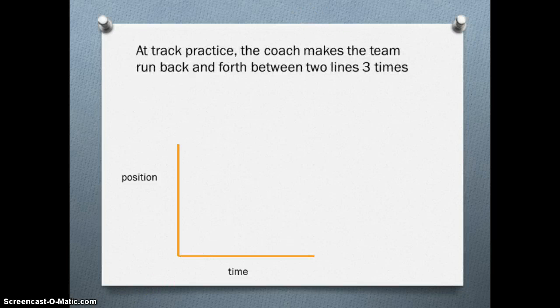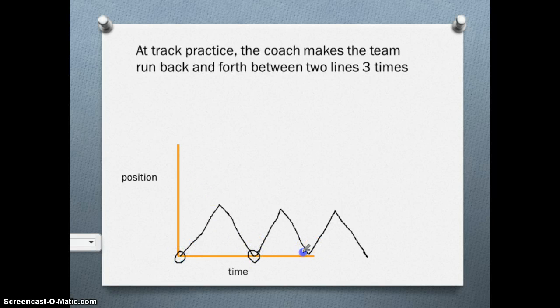Okay, I have one more. At track practice, the coach makes the team run back and forth between two lines 3 times. They're stopped, they run to the line, then they run back and they stop. They do this three times. Each time here they're stopped, and here they're stopped.